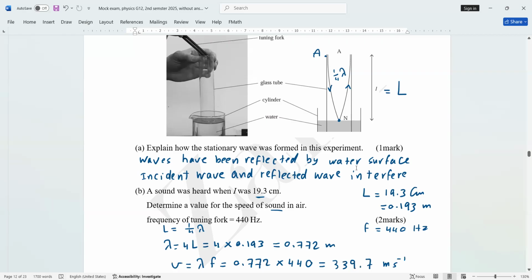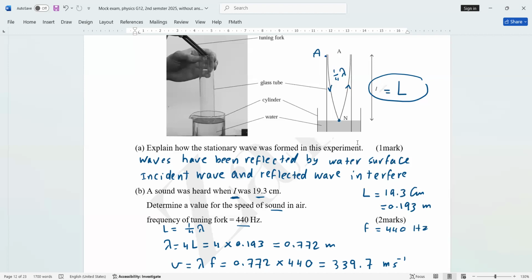Yes. Can you repeat the question again? I said from the beginning or from part B? Part B. Here we have the length L. l stands for L. Okay? So the given is L, 19.3 centimeter. We convert to meter, divide by 100, 0.193. And we have the frequency 440. We need the speed. First, we calculate lambda.